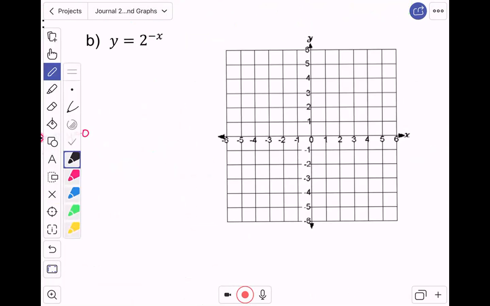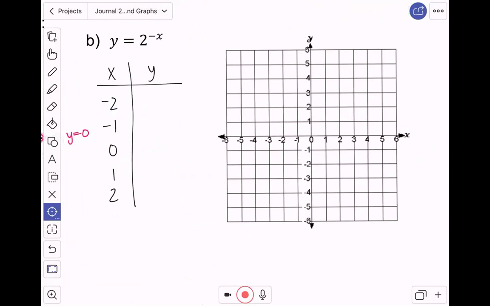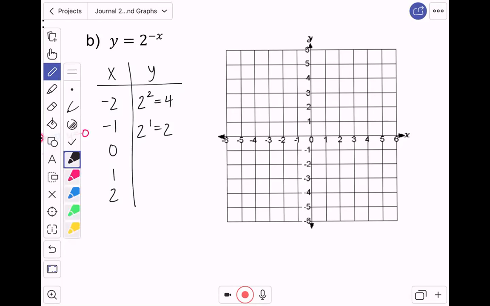So again, we're going to make a chart here. And this is going to be x and y. And I'm going to just use the same values. So -2, -1, 0, 1, and 2. And then I'm just going to go ahead and plug these numbers in for x. Now, because this is a -2 that's getting plugged in, 2 negatives make that a positive. So this ends up being 2 to the second power. So if I plugged in a -2 in for here, that would become a +2. And so this would be a 4. Same thing if I plug in a -1, this would become a +1. So I get 2. 2 to the 0 power is just going to be 1.